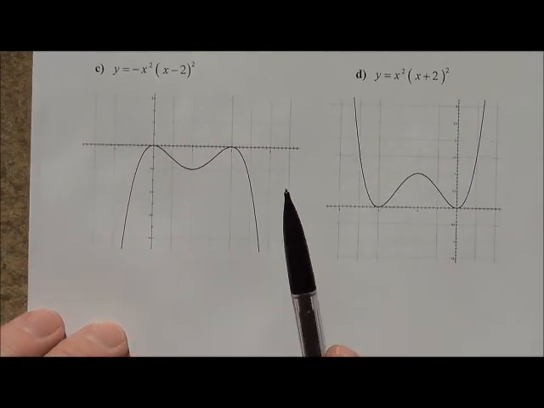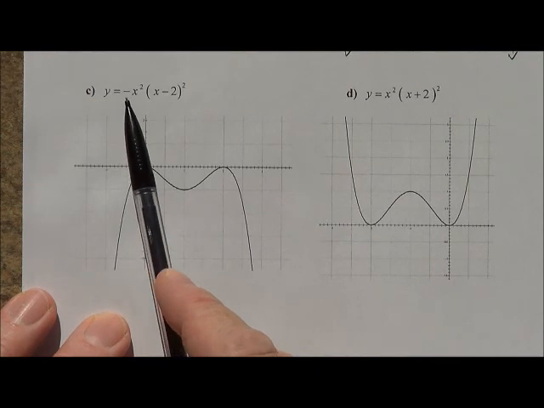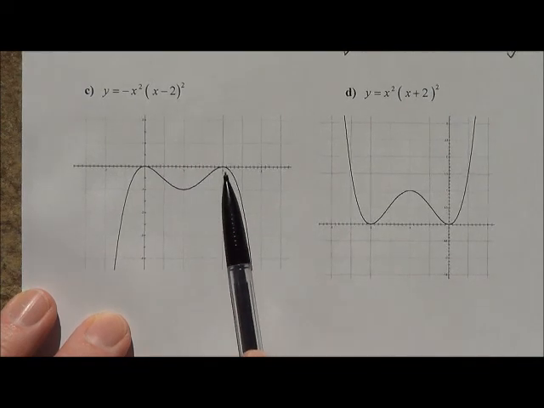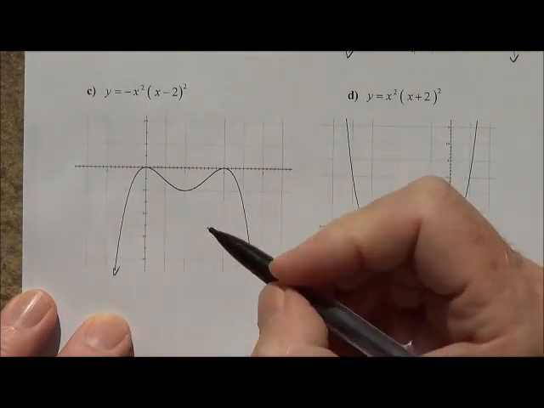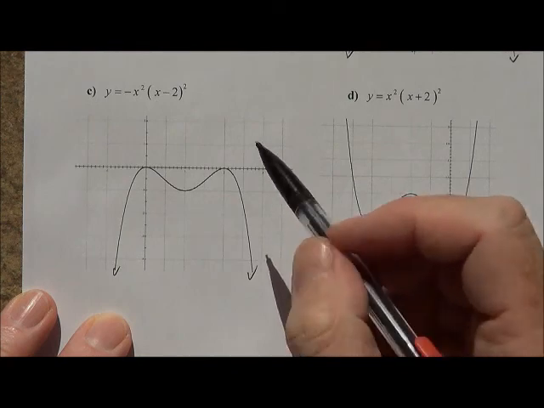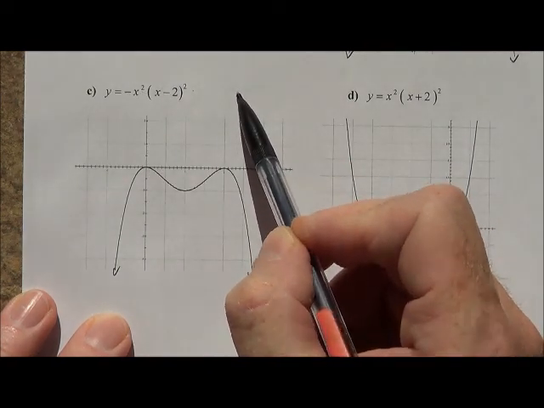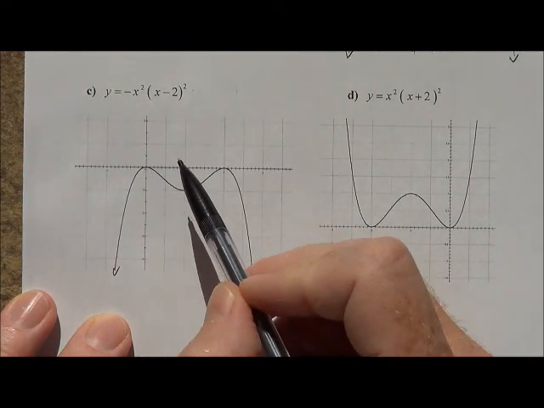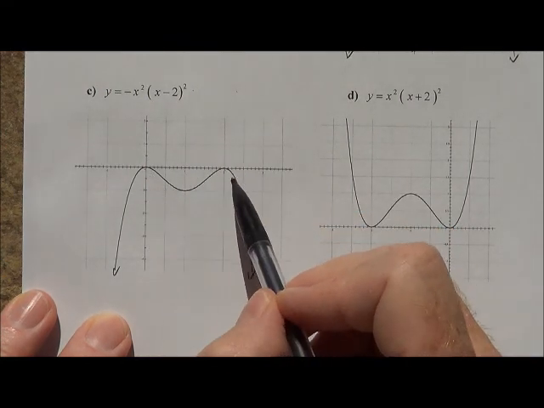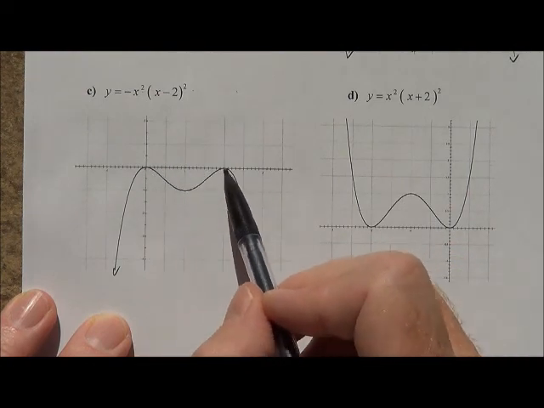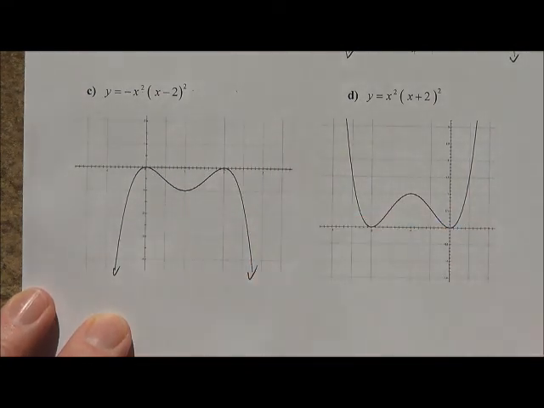Part C, quadratic root at 0, quadratic root at x equals 2, negative lead coefficient means it's opening down, degree 2 on both of those factors gives us a degree 4, 2 roots there, 2 roots there, it means there's 4 roots, but only 2 zeros where they cross the x-axis, 1, 2, 3 turning points for the degree 4.